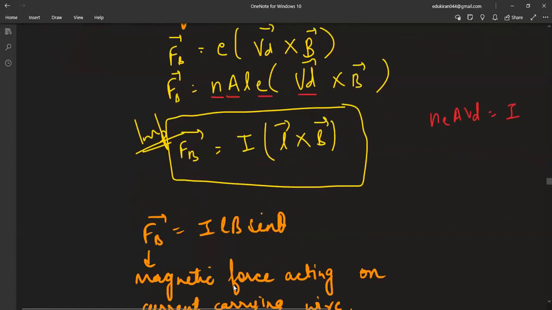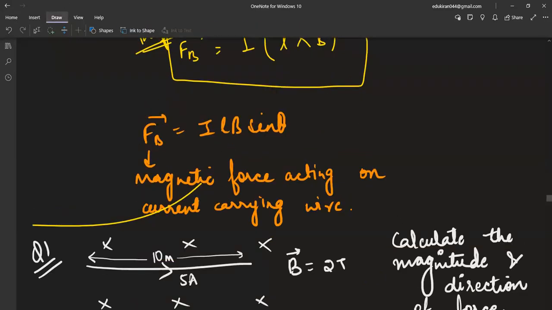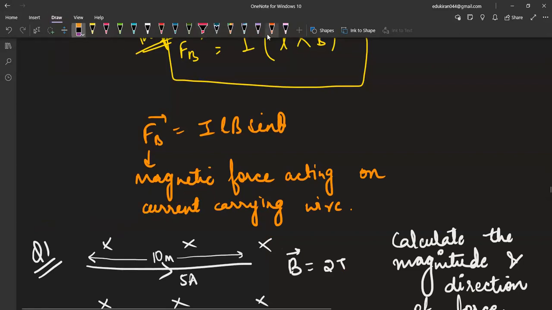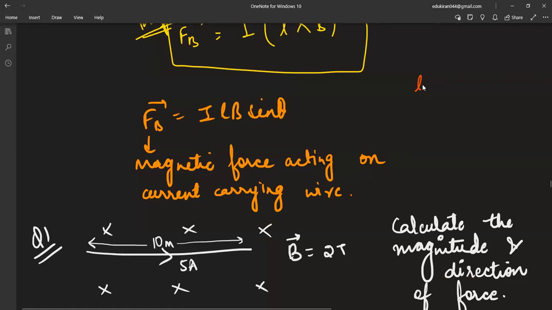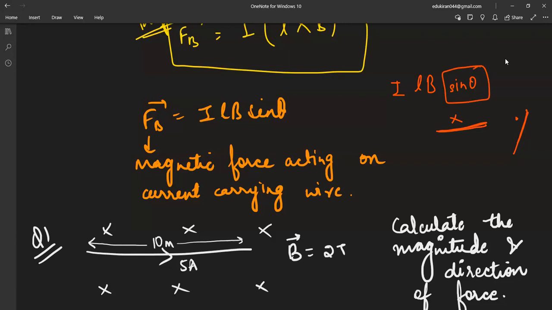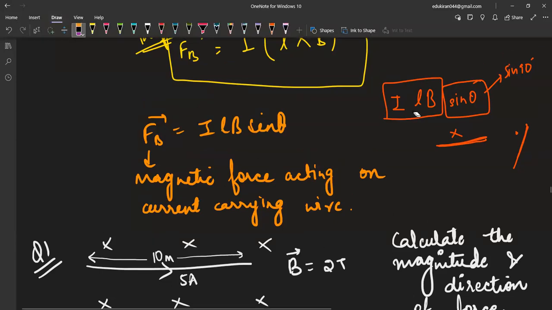And why are we using sine theta? Because for the cross product, A cross B gives you sine theta. So this is a vector that is given to you. You take the magnitude of L from here, you take the magnitude of B, current is already present, and you take sine theta. In most cases, the magnetic field will be either inwards or outwards, and the length of the conductor would be placed like this. So the length of the conductor is perpendicular, and as soon as this becomes perpendicular, sine 90 degrees becomes 1. So you just have to put in the formula ILB. BIL is the formula that will be helpful in most of the cases.